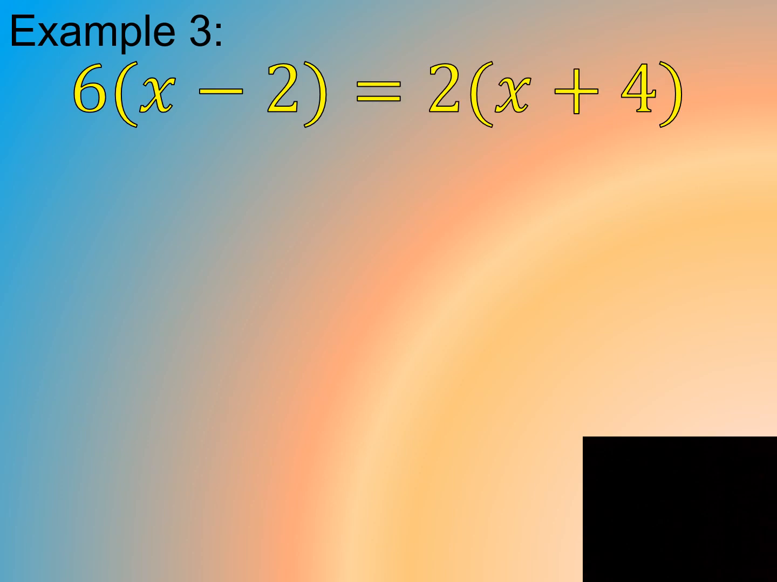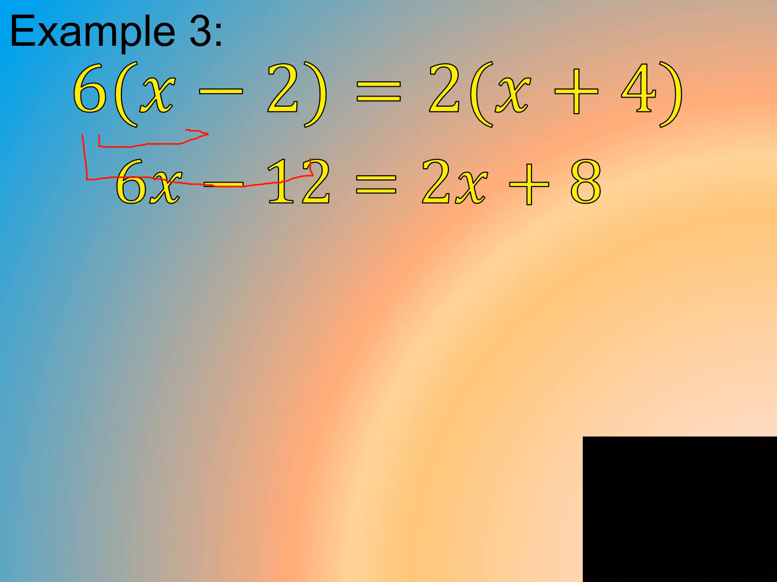For the third example, we have 6 times the quantity x minus 2 is equal to 2 times the quantity x plus 4. We first remove the grouping symbols on the left side by distributing 6 to x. So 6 times x is equal to 6x, and 6 times negative 2 is equal to negative 12. On the right side, we distribute 2 to x, so that will become 2x. We also distribute 2 to 4, and that is 8.